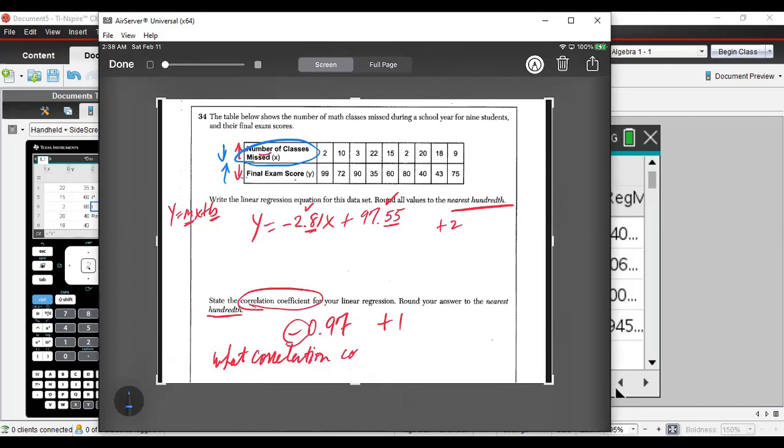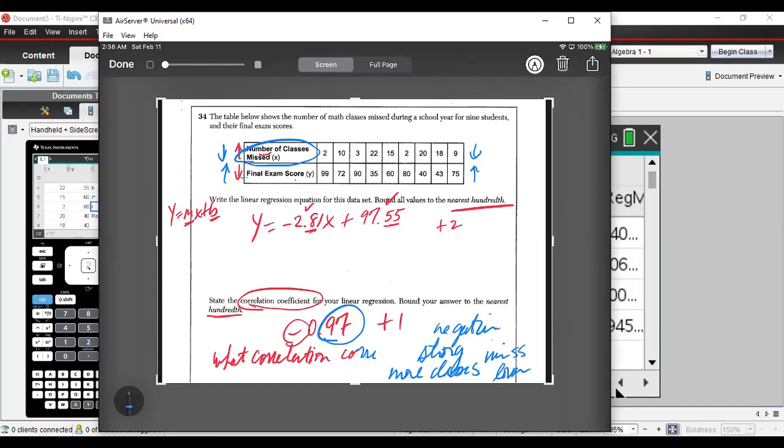If you're missing a bunch of classes, then your chances of getting a good score are going to go down because you're missing so much material. And vice versa, if you're not missing any classes, your score is going to go up. That's what the correlation coefficient is saying. Because it's 0.97, it has a very strong correlation, a strong negative correlation. The more classes you miss, the lower your score is going to be.